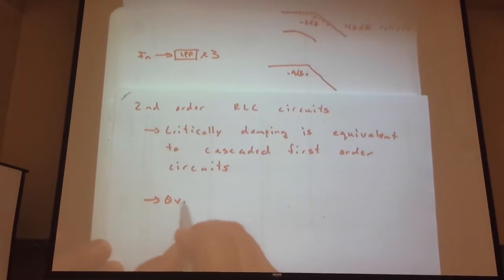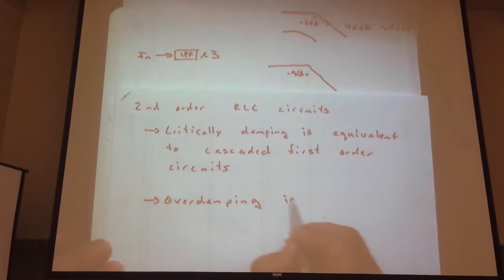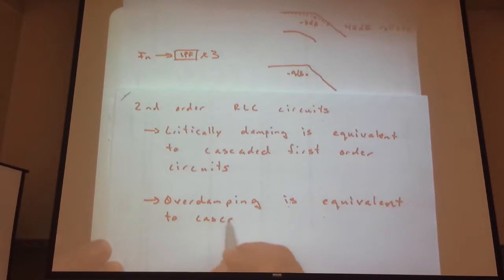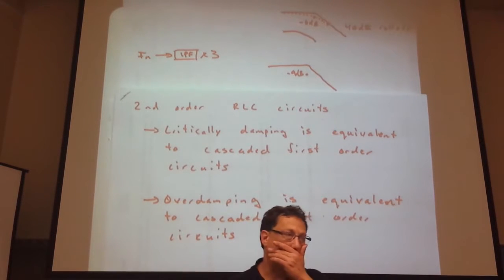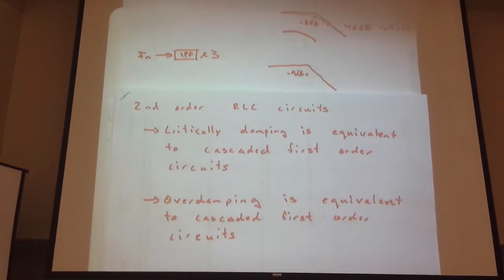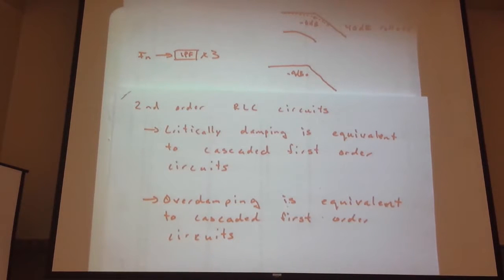Over damping also is equivalent to cascading first order circuits. I guess you save yourself an amplifier, so you save yourself some footprint. But you pay for that again with the inductor. But neither of these, in terms of achieving a more flat passband, are doing anything for you. So, critically damped, we're going to have a -6 dB correction. Over damped, we're going to have two -3 dB corrections at two different poles.